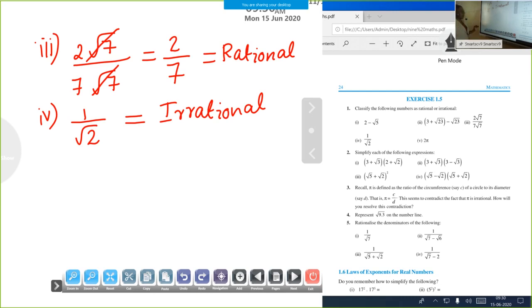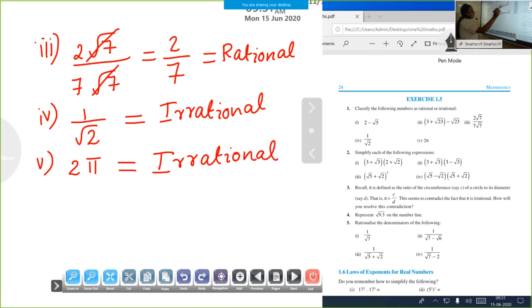And your last question, your fifth question, 2 pi. You know that, we already wrote it. Pi is irrational. So 2 pi, when you multiply pi with any number, the answer is irrational. Because pi is irrational, 2 pi is also irrational. Suppose your question is pi plus 2. The answer is also irrational. Pi by 2, that's also irrational. Okay, so that first exercise 1.5 first question is over.